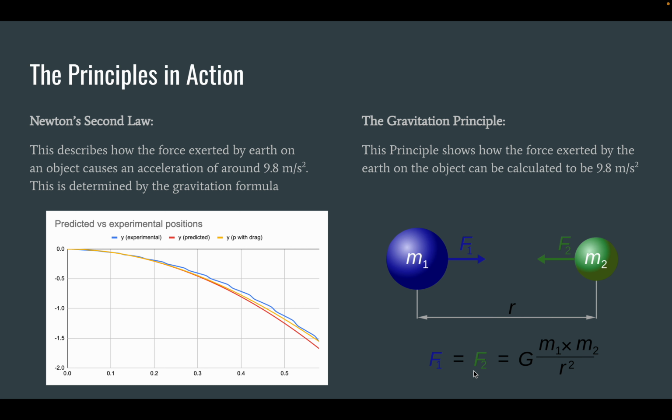The principle in action here is Newton's second law, which describes how the force exerted by Earth on an object causes an acceleration of around 9.8 meters per second squared. This is determined by the gravitation formula, and the gravitation principle shows how the force exerted by the Earth on the object can be calculated to be 9.8 meters per second squared with this formula.